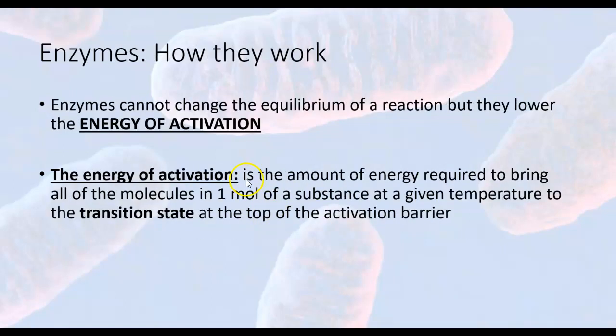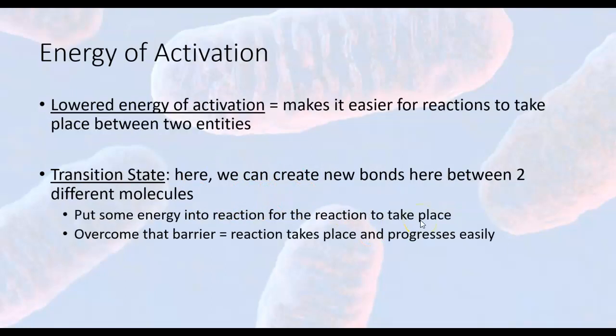And right here, this means molecule. Sorry, not mole. One molecule of a substance, okay? All right. So here we go. Energy of activation. Let's define what that is. So what if we had something that's called lowered energy of activation? This makes it easier for the reactions to take place between two entities, okay? Something that's called a transition state. Here we can create new bonds between two different molecules. We could put some energy into a reaction for the reaction to take place. We overcome that barrier, and then the reaction takes place and progresses much more easily.